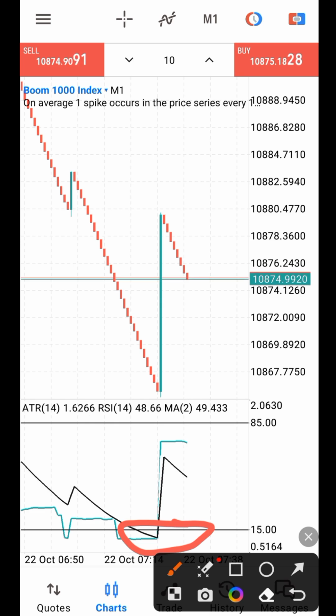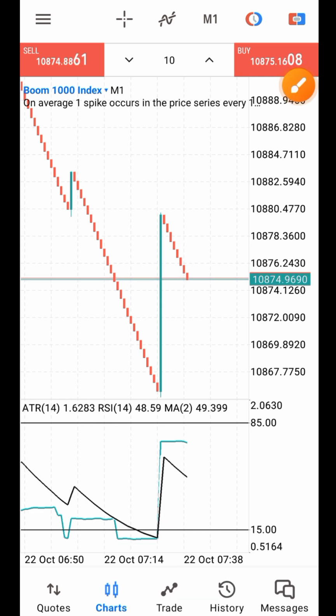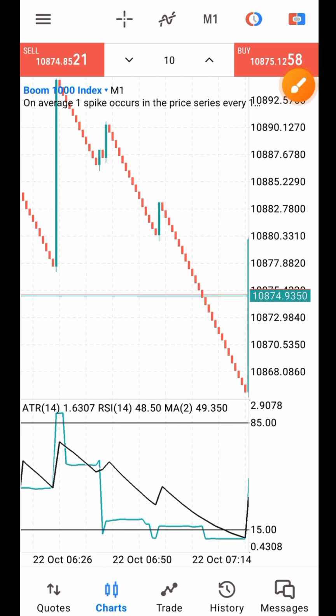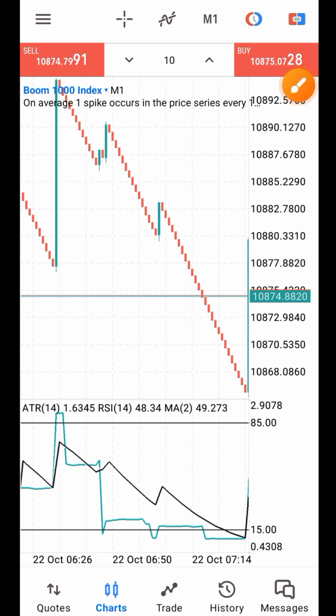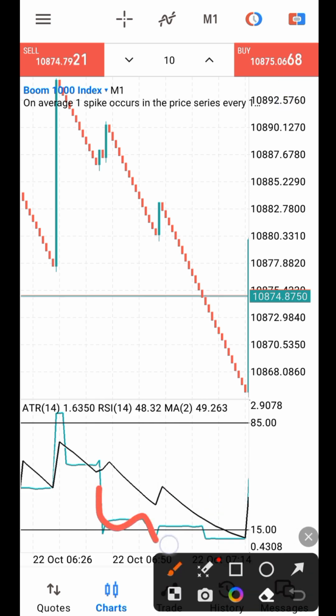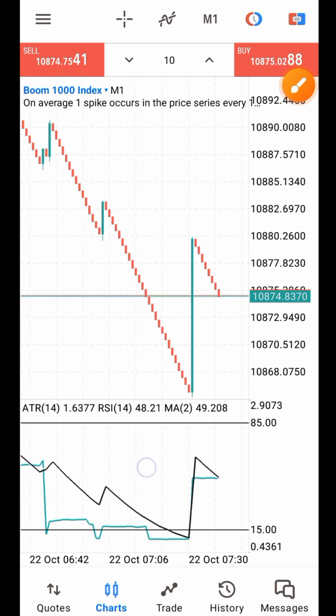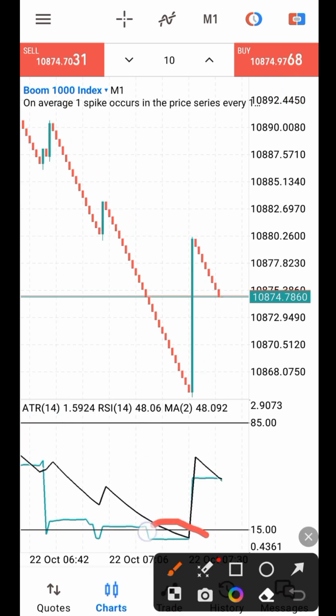Just listen attentively. The black moving average is the moving average with period 2, while the green line is the ATR, the average true range. So when these two indicators come under the 15 level of the RSI when trading Boom, you should have two things in mind. It's either you catch the spike or you trade against the spike.